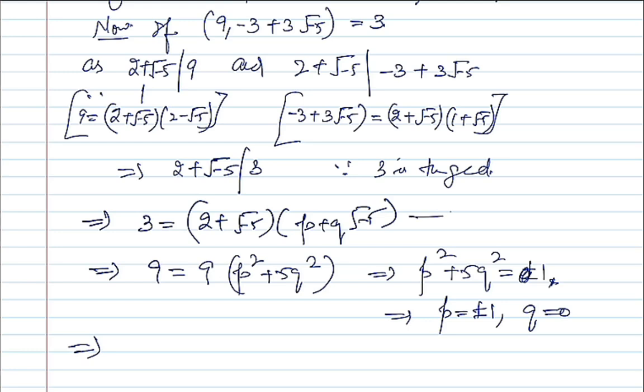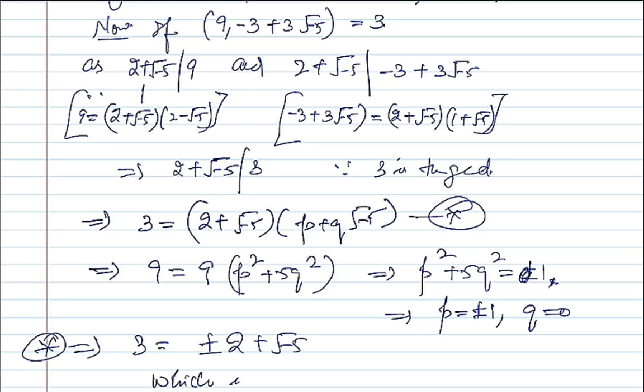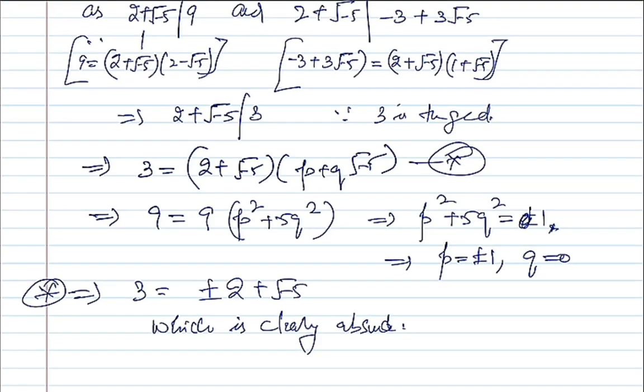So from the star equation you will get 3 is equal to plus minus 2 plus square root minus 5, which is clearly absurd. So 3 cannot be the GCD, and similarly minus 3 cannot be.